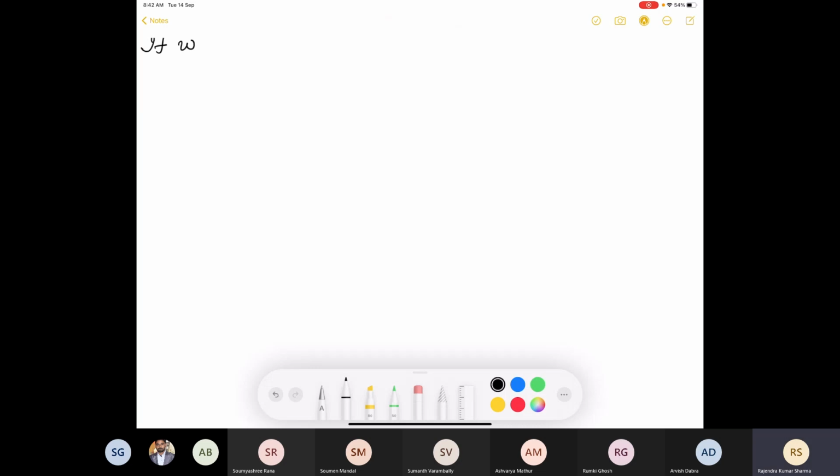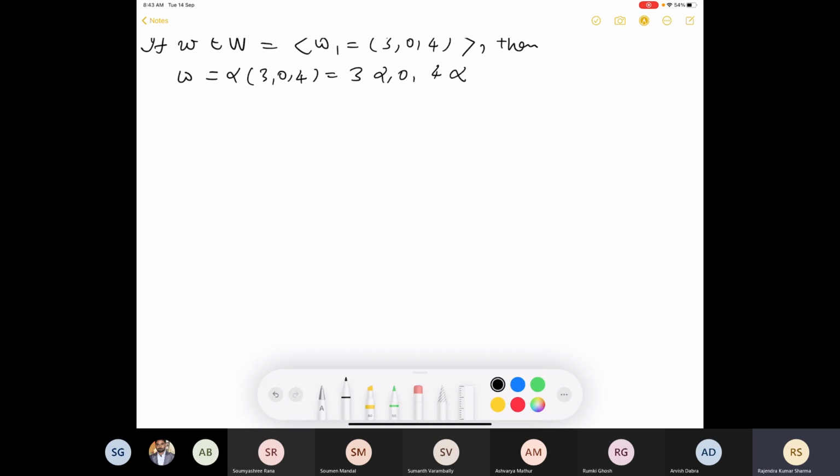So if w belongs to W, this was spanned by W1, which was (3, 0, 4). So that makes W of the form alpha times (3, 0, 4), that is (3 alpha, 0, 4 alpha), where alpha is in R, arbitrary.